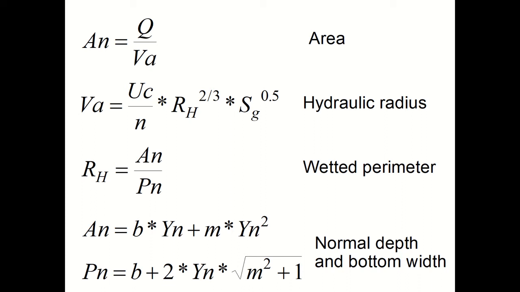We would then compute the area as the flow rate divided by the allowable velocity. Once we have that, we would compute the hydraulic radius. Knowing that the hydraulic radius is the area divided by the wetted perimeter, we can then solve for the normal depth and the bottom width of the trapezoidal channel.